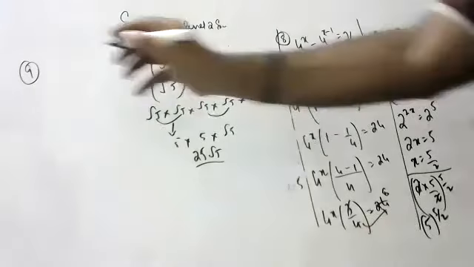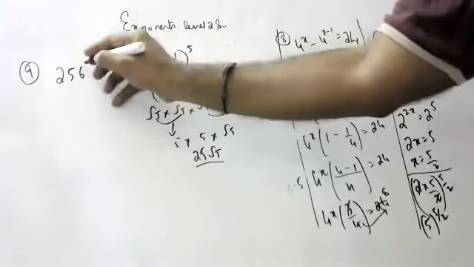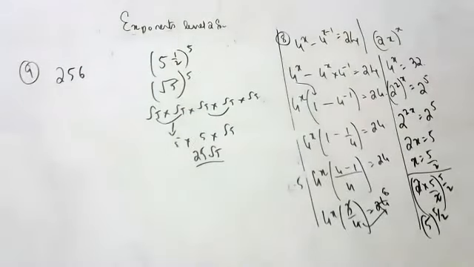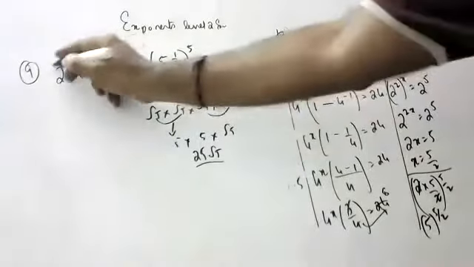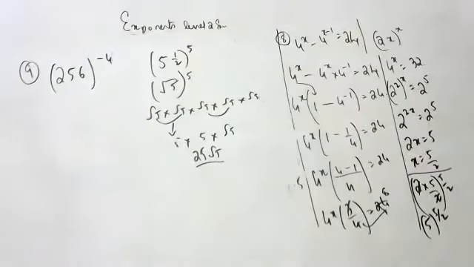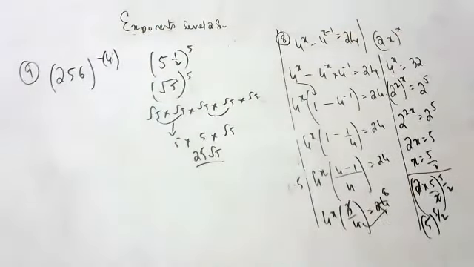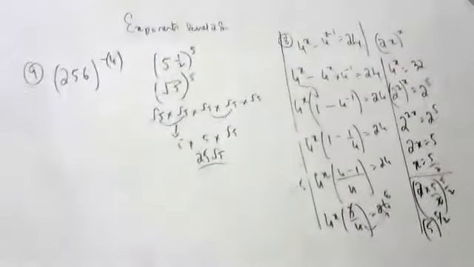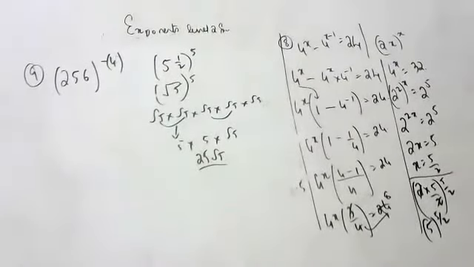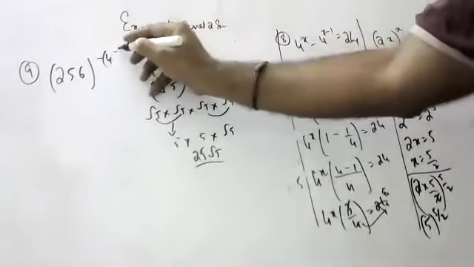Next, 256. Vivek, you tell this one. 256 whole to the power of minus 4 to the power of 1 by 2... minus 3 by 2, minus 4 to the power of minus 3 by 2.